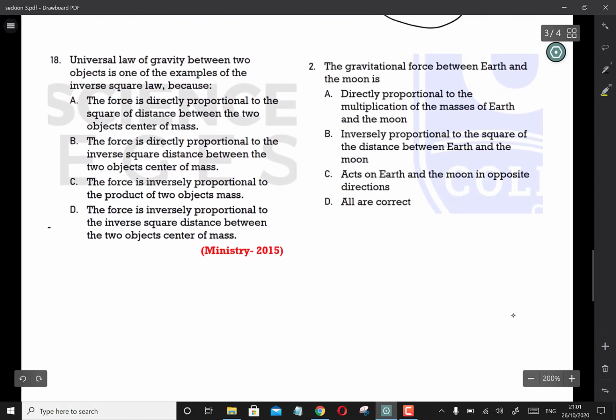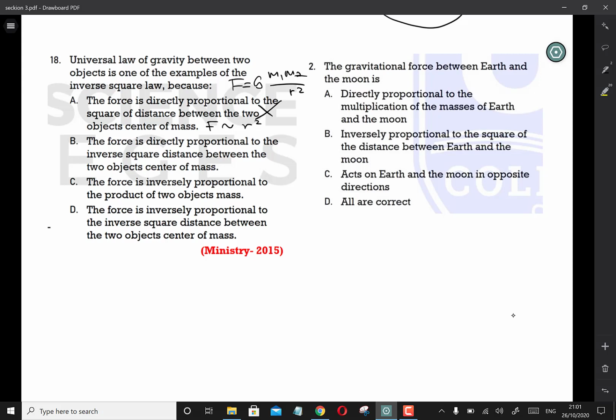And question number 18. The universal law of gravity between two objects is one of the examples of the inverse square law because the force is directly proportional to the square of the distance between the two objects. No, F is not proportional to the square of the distance. No, this is incorrect because your equation is F equals capital G m1 m2 over r squared. So r must be in the denominator, not the numerator. So this is incorrect.